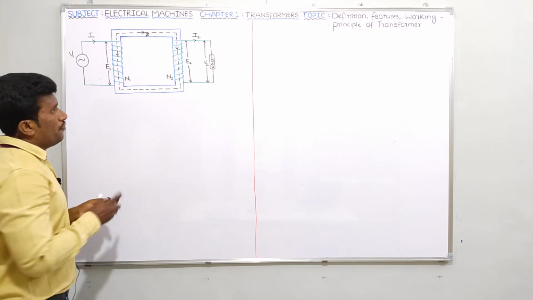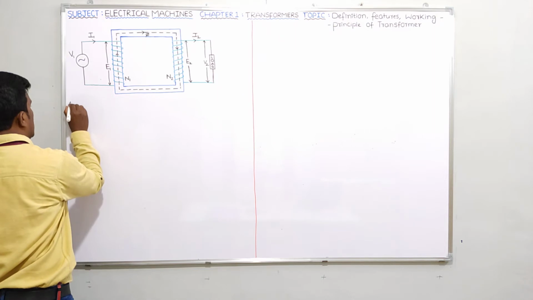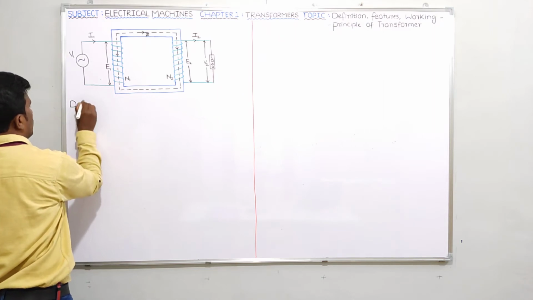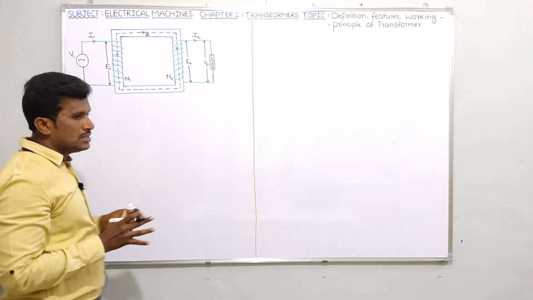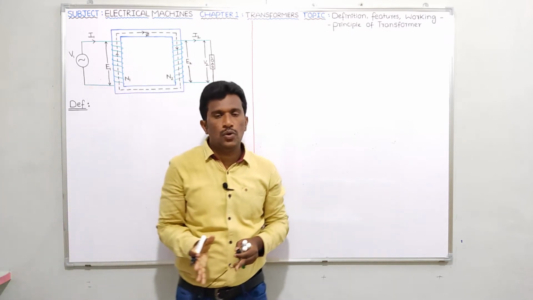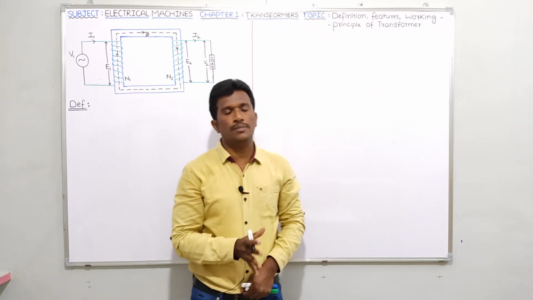So first tell me, what is the definition for a transformer? Tell me guys. A transformer is a static device, meaning we don't have any rotating parts in a transformer.